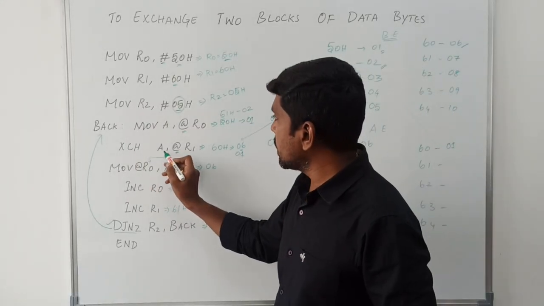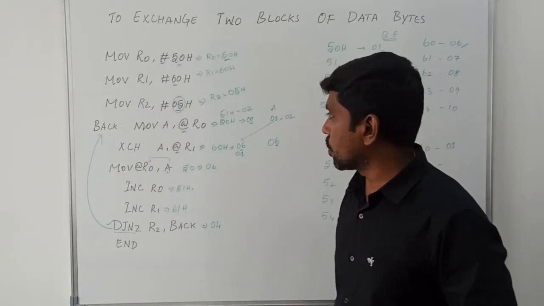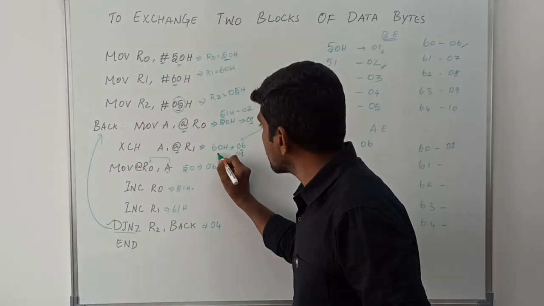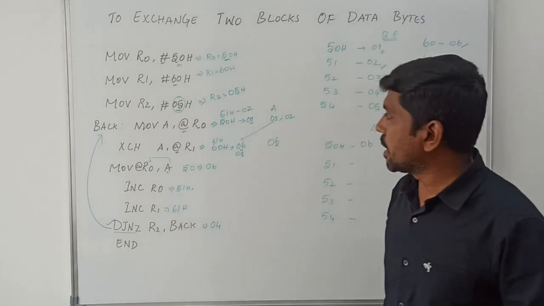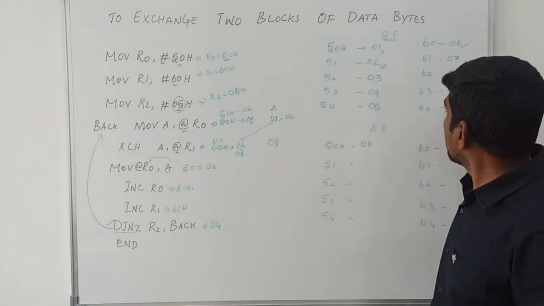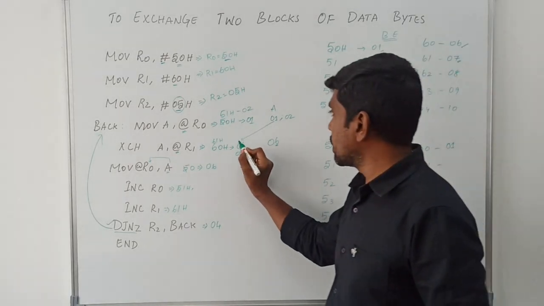Then XCH A, @R1. So now the R1 value is 61H. The R1 value is 61H, and the corresponding data is 07.